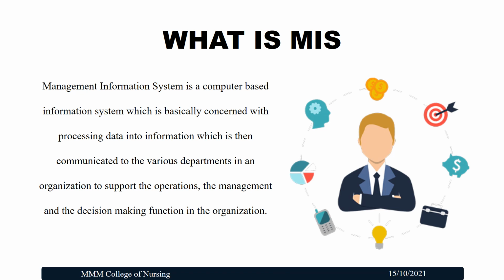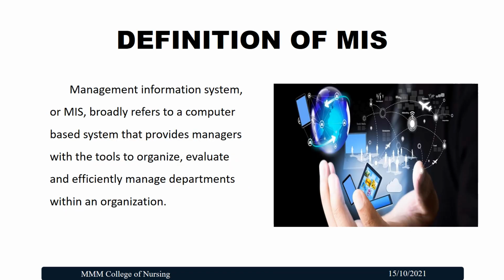What is MIS? Management Information System is a computer-based information system which is basically concerned with processing data into information, which is then communicated to the various departments in an organization to support the operations, the management and the decision-making function in the organization. Definition of MIS. Management Information System, or MIS, broadly refers to a computer-based system that provides managers with the tools to organize, evaluate and efficiently manage departments within the organization.